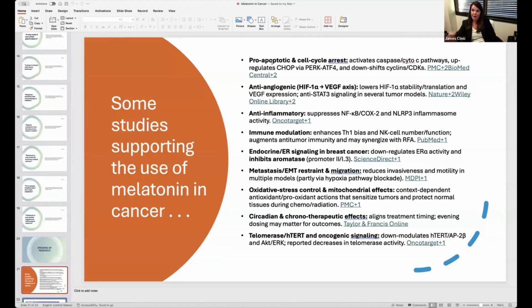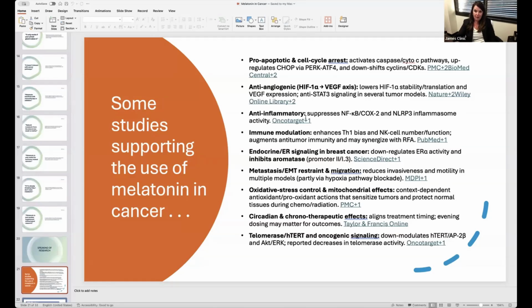So pro-apoptotic signals cells to die and cell cycle arrest. This is what chemotherapy does. We see this also in the CHOP protocol. Does that sound familiar to any of you for lymphomas? So positive in that. Anti-angiogenic, VEGF. Some of you have your genetics tested for VEGF. This is anti-angiogenic. It reduces that blood vessel accumulation.